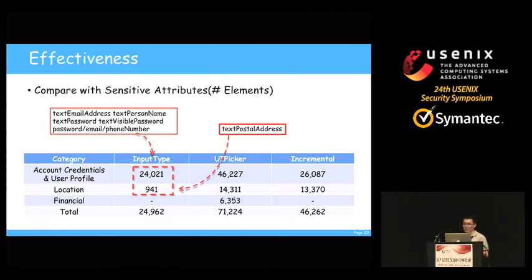As previously mentioned, in the identification model of UIPicker, we use elements containing sensitive attributes as part of our training data. However, they can only cover a subset of UIP data because they are not intended for this purpose. Overall, UIPicker identifies nearly twice as much UIP data as simply identifying them by sensitive attributes like text password. Especially for the location category, UIPicker identifies over 50 times more UIP data than those elements with the attribute text postal address.